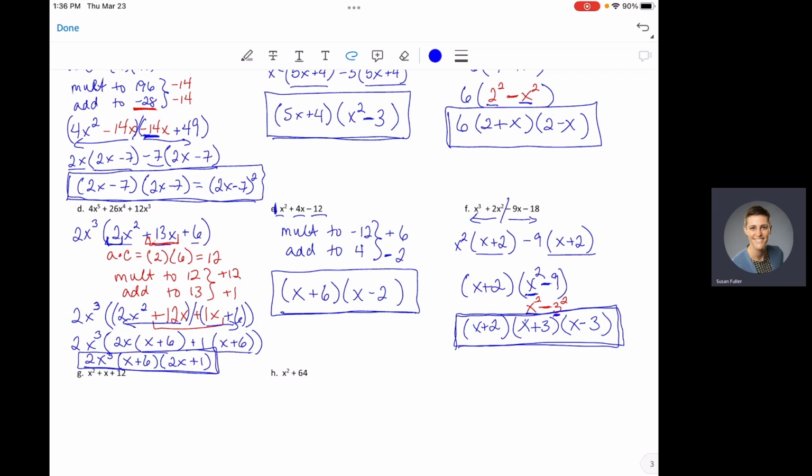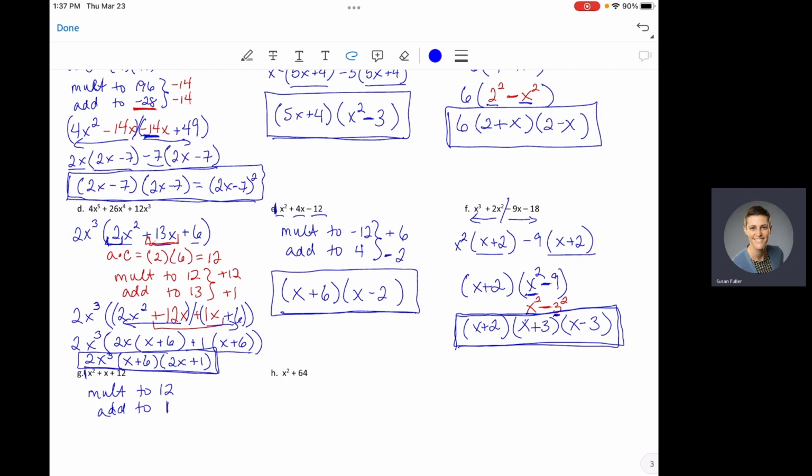Okay, G. We have x squared plus x plus 12. Do I have a greatest common factor? Nope, not this time. How many terms do I have? I've got 3. So I'm going to find 2 numbers that multiply to something and add to something else. My leading term here, what's in front of the x squared? It's a 1. So our lives are going to be easier. We're in double bubble mode. So we have to find 2 things that are going to multiply to positive 12 and add to our b value, which is 1. Sometimes these guys can be hard to find.